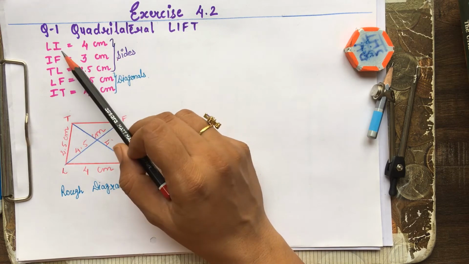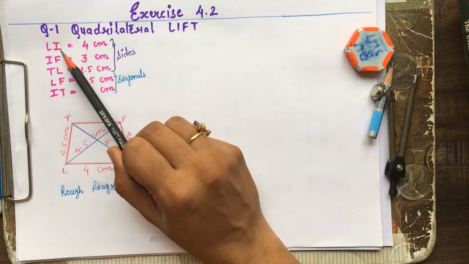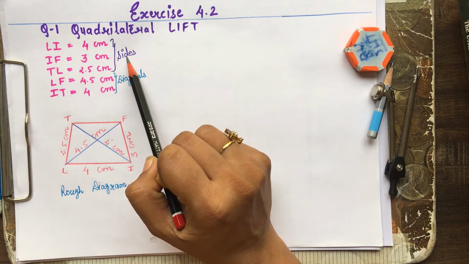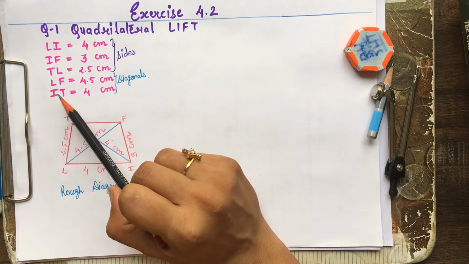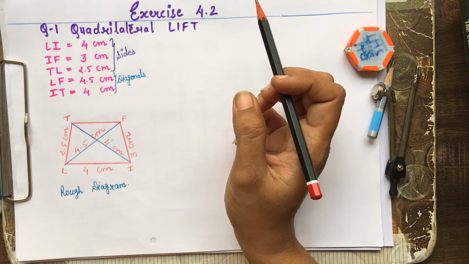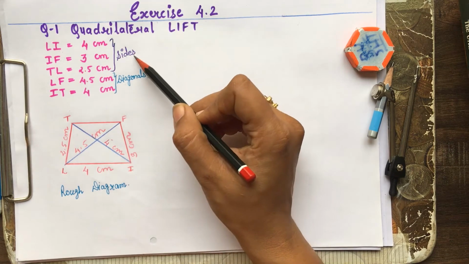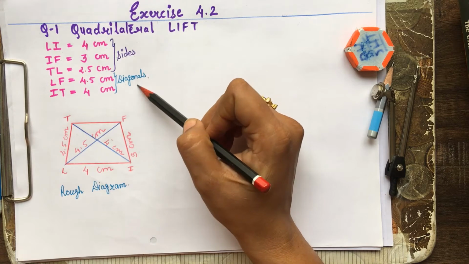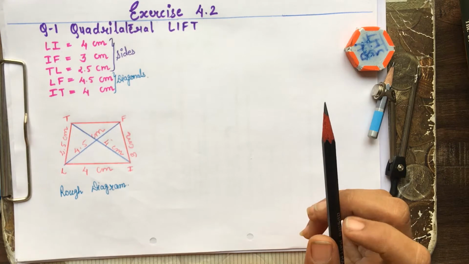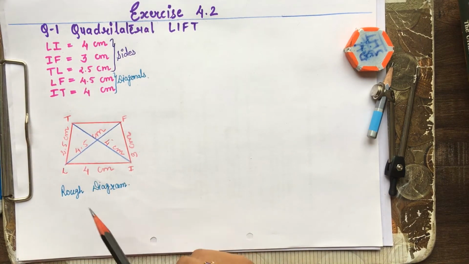So here from the name we can make out that LI, IF and TL are the sides of the quadrilateral, and LF and IT are the diagonals of the quadrilateral. So this construction we have to carry out where 3 sides and 2 diagonals are given to us. So let's start with the same. First we will start with LI 4 cm.